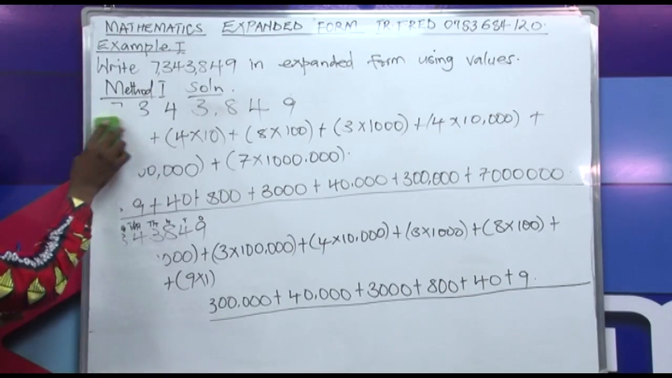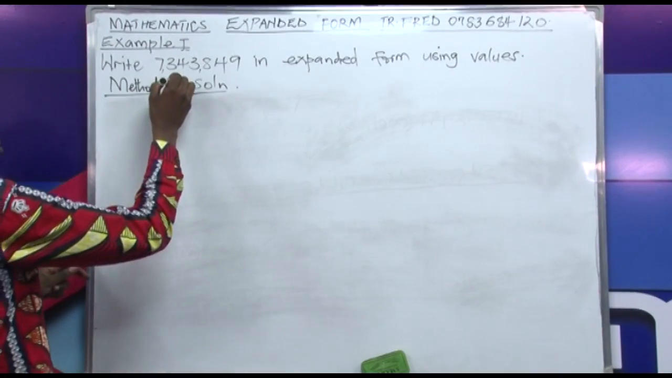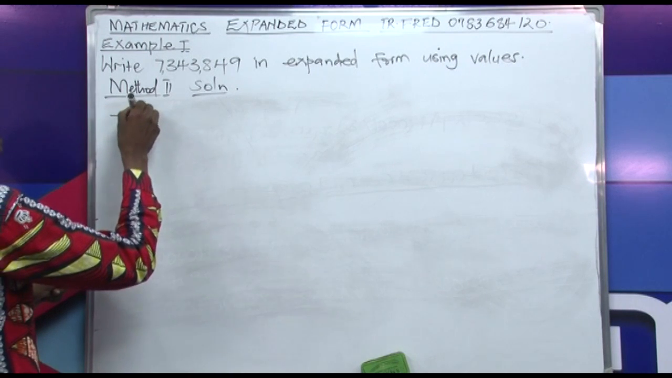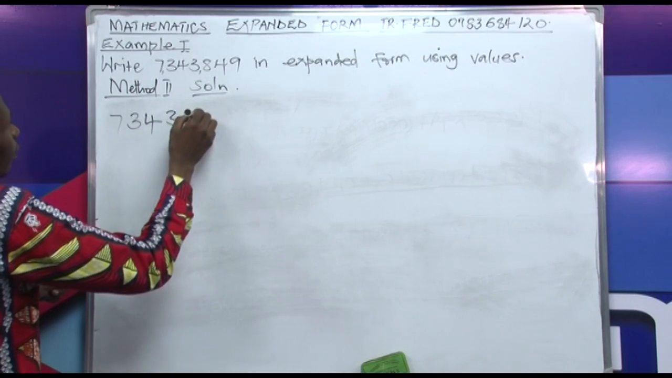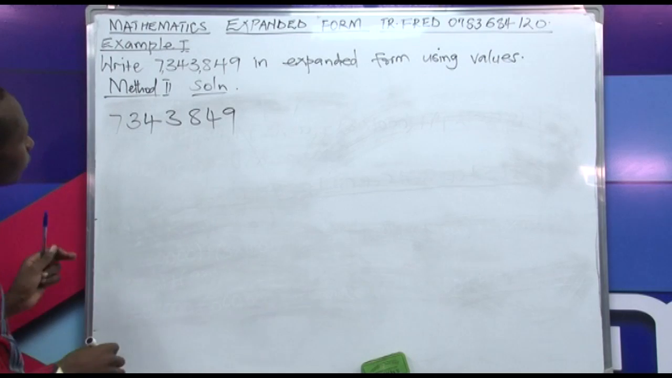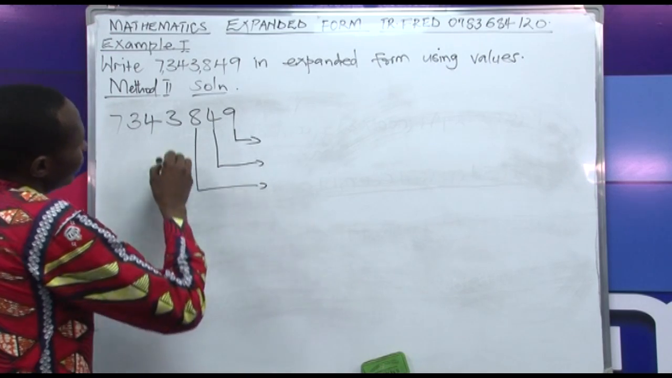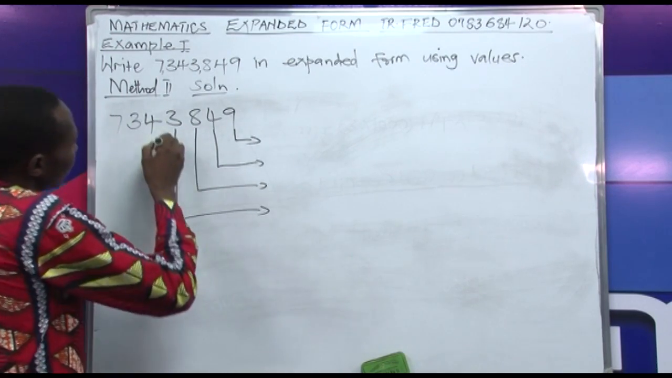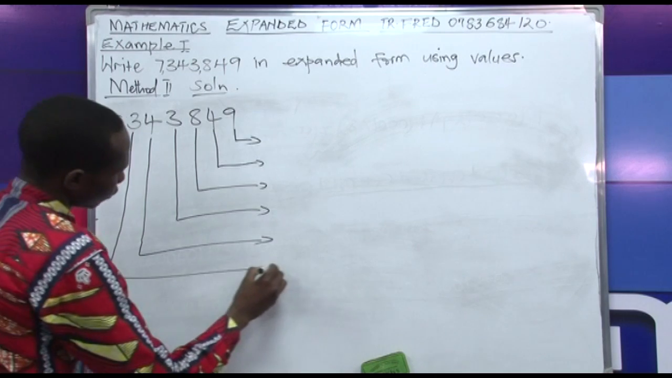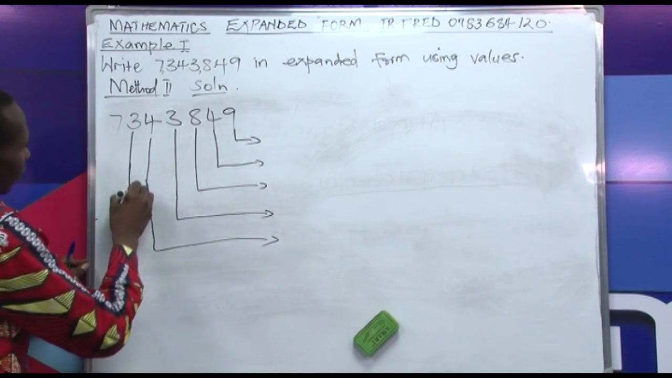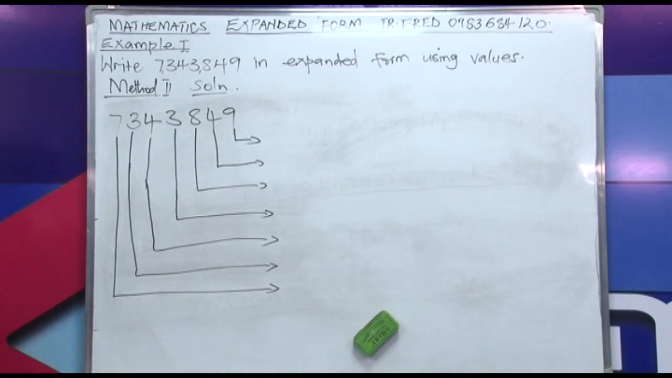Let's look at method two. We see what we are supposed to do in the second method. So method two, we shall say we have 7, 3, 4, 3, 8, 4, 9. We shall need to find the value of each digit. After finding the value of each digit, we shall have to add everything. After expressing everything here, we shall be in position to express this number in expanded form using values.